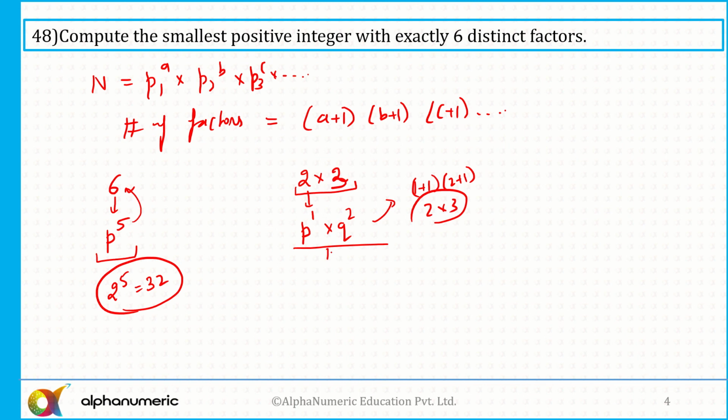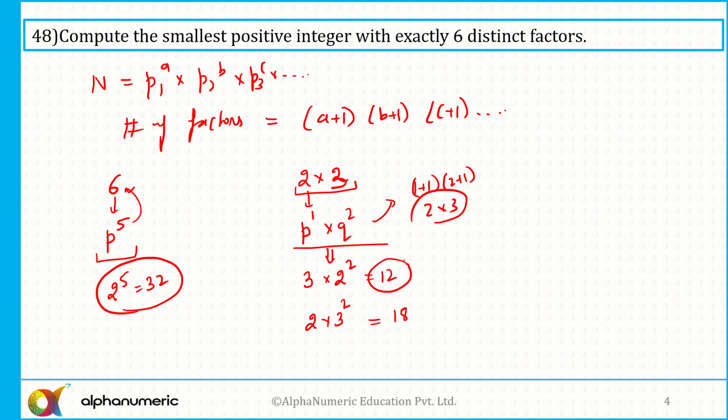So 32 has got exactly 6 factors. Okay, but the number can be of the form p into q square, and p and q are prime numbers. So if I take p equal to 3 and q equal to 2, so 3 into 2 square is equal to 12. And this number has got exactly 6 factors. Since I need to find out the smallest, take p and q as the smallest two prime numbers. So p is 3, q equal to 2. Or if I take p equal to 2 and q equal to 3, then this number will be equal to 18. But which is the smallest?